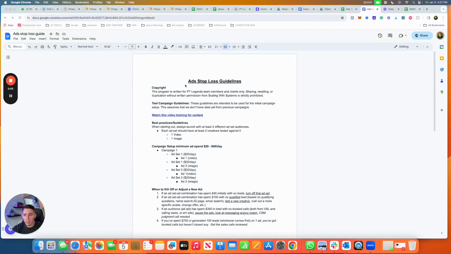So if you're completely new to ads, this video is called your ad stop guideline. Knowing when to turn off your ads and when to keep them running is extremely important. This is the difference between an ad being profitable and you just throwing money down the drain.